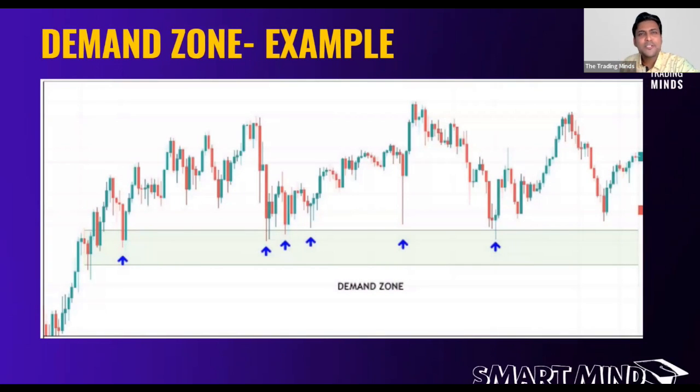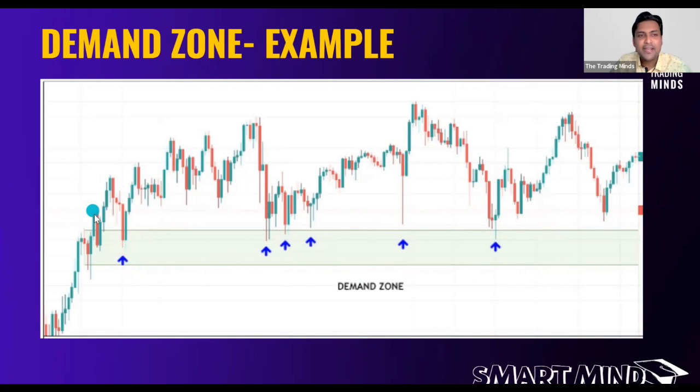So next, let me talk about the demand zone. So what does demand zone mean? It is below the price. The stock is trading above. The demand zone is below the price, where every time the stock falls down, there is buying coming in, buying interest coming in, buying orders are punched in, so that the price will again go up. So this area here is called a demand zone.